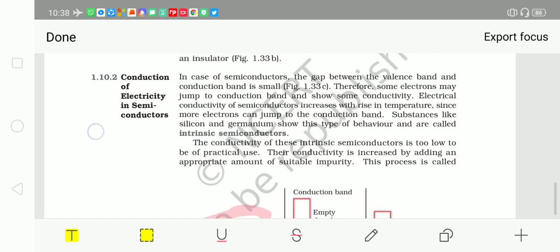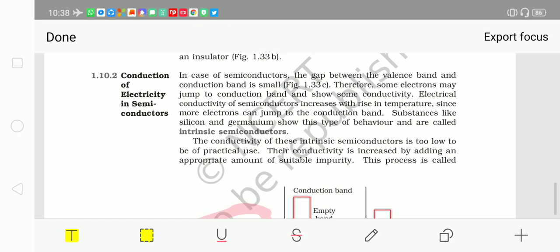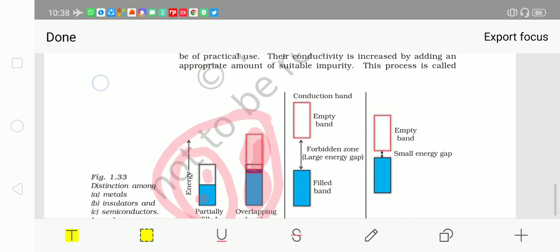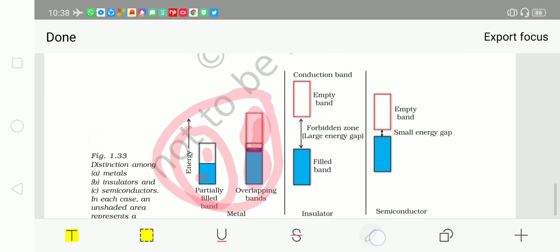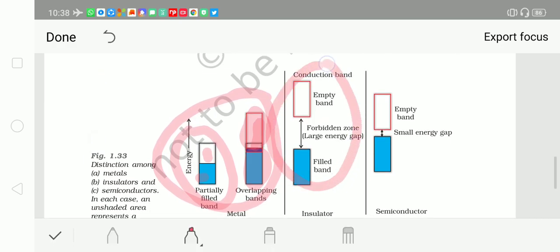Now when we are talking about the conduction of electricity in the semiconductor, what is happening? So again in this diagram, first of all, in the case of an insulator, the gap between the valence band and the conduction band, which is termed the forbidden zone or forbidden energy gap, is very high. So an electron cannot jump from the valence band to the conduction band, and it cannot conduct electricity. Clear? So this is an insulator, because an electron cannot jump from the valence band to the conduction band.